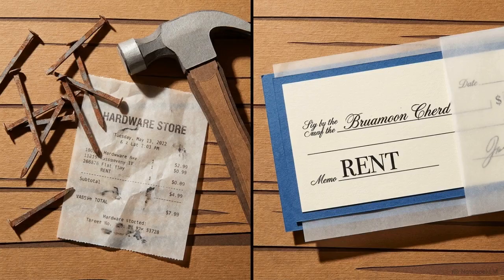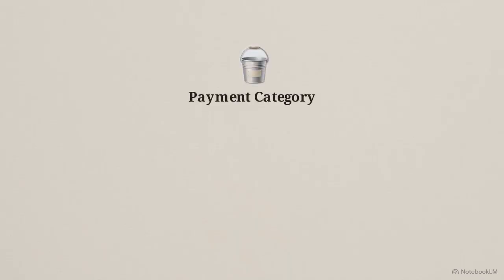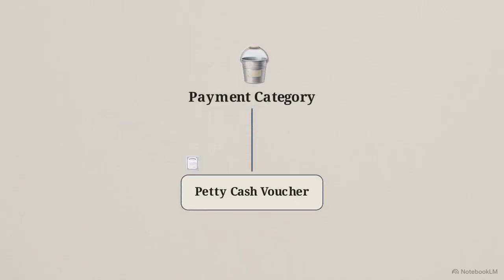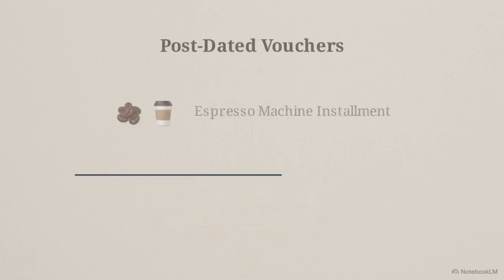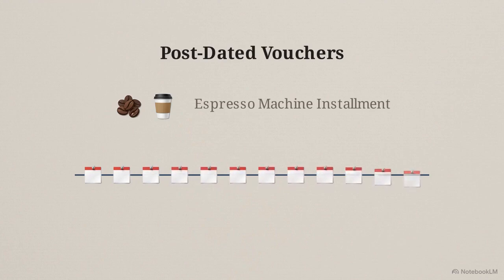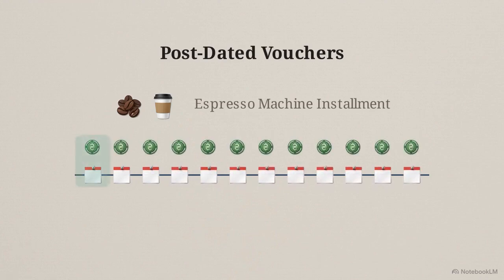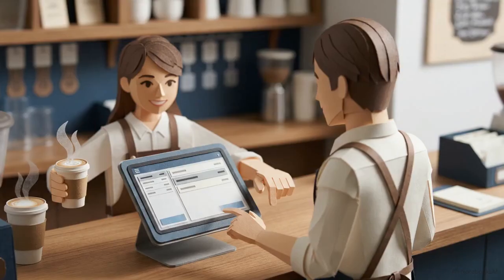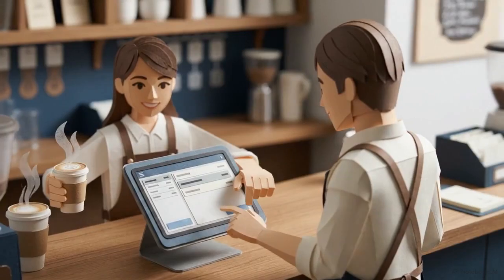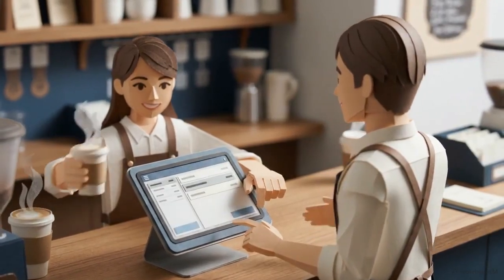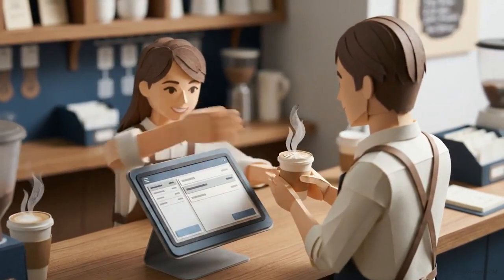For example, an owner might keep minor hardware store runs separated from major rent payments. Build custom categories, like a petty cash voucher, branching from the main payment category to isolate small expenses. Or plan ahead. Use post-dated vouchers to schedule 12 months of future installment payments for an espresso machine, letting the system handle repetition automatically. This system provides a sturdy framework while giving you the tools to mold the software around the actual operational habits of your shop.